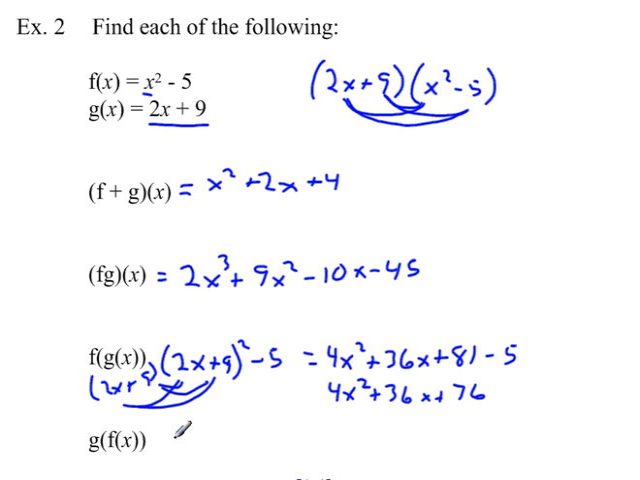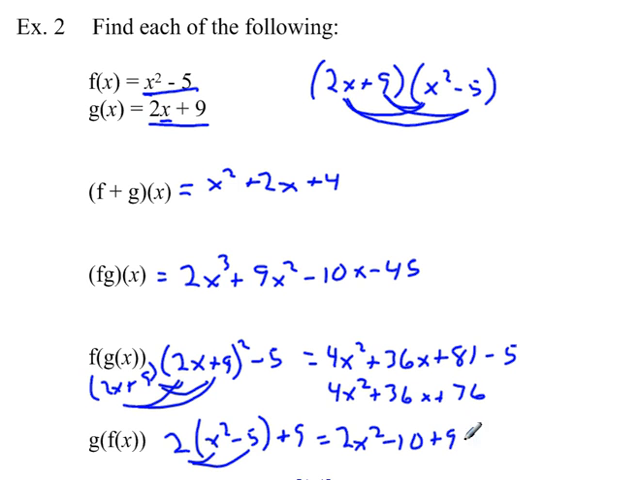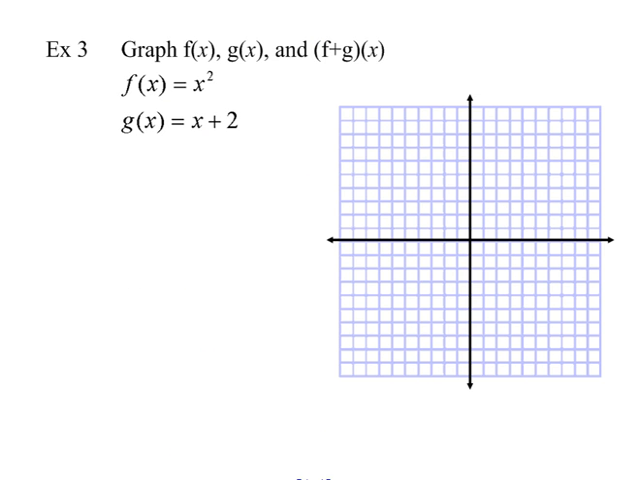Okay, last combination. We have g of f of x. So this means we're going to plug f of x into this g function. So instead of writing 2x plus 9, I'm going to write 2 times all this stuff. x squared minus 5, plus 9. Which if we distribute, we get 2x squared minus 10 plus 9. And if we simplify, we get our final answer of 2x squared minus 1. Okay, hopefully the answers you got agree with my answers. And let's move on to something a little different.